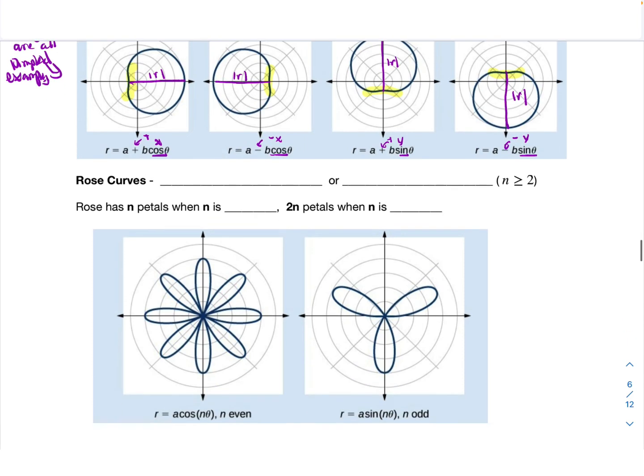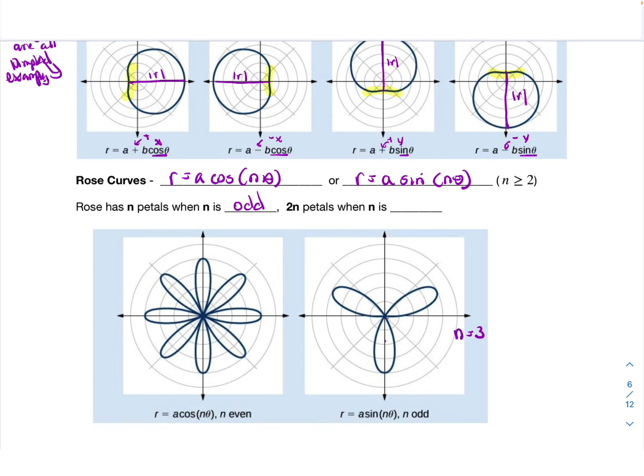Okay, the next main group of graphs that we have are what's called rose curves. Rose curves go in the form of r equals a cosine of n theta, or r equals a sine of n theta. So these are one trig function and you have multiple angles. Now, depending on what the value of n is tells you how many petals are in the roses that are formed. If n is an odd number, then you have the same number of petals as n is. If n is an even number, you have double the number of petals as n is.